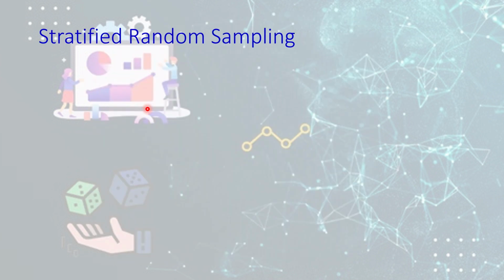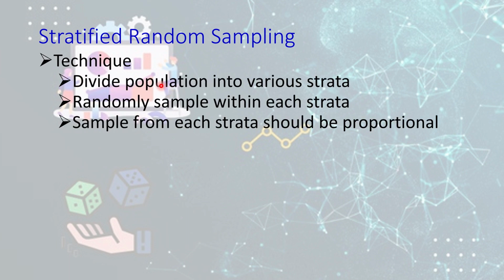The next one is stratified random sampling. Stratified is derived from strata, which means a group. For stratified sampling, we first construct some groups in which every data point having a certain characteristic will be in the group, and then we select groups randomly. So in this case, you have to divide the given population into certain strata. Strata, as I said, means a group, and then you randomly select one strata from those various strata, and the sample from each strata should be proportional.